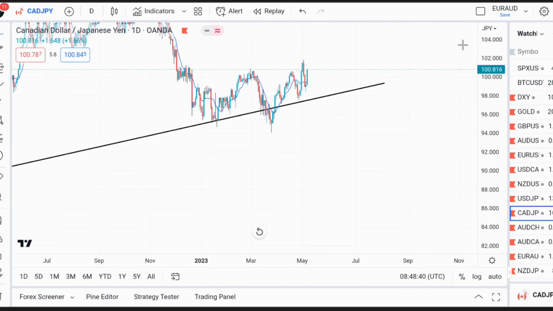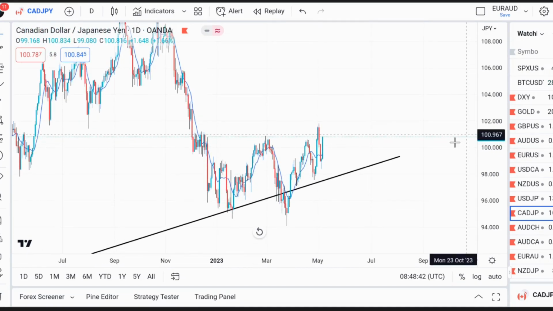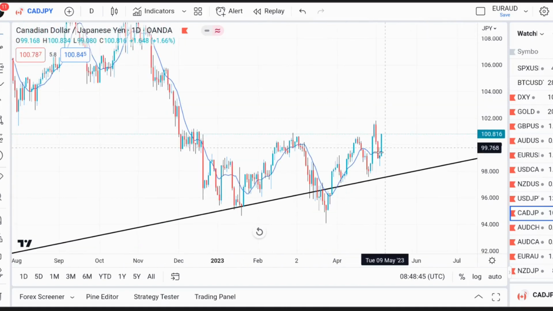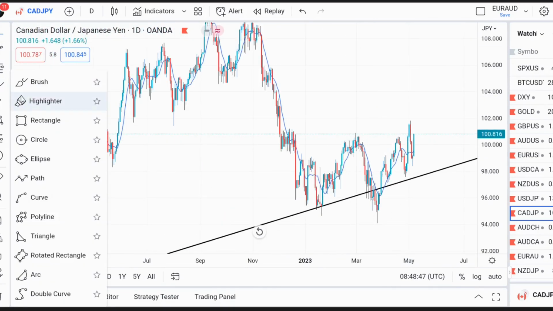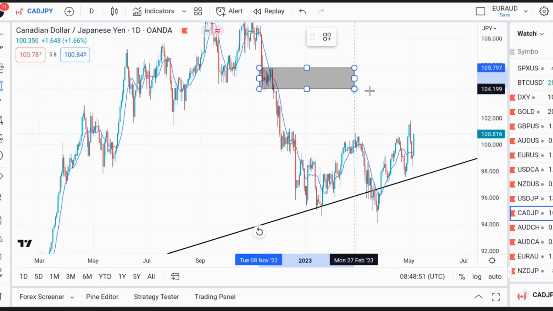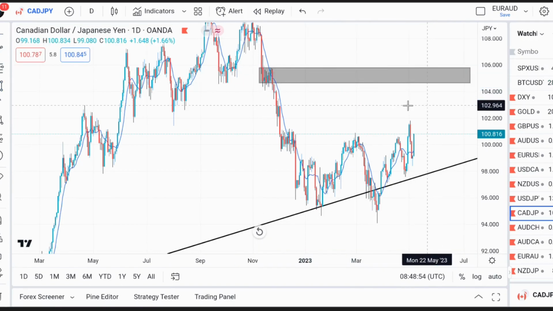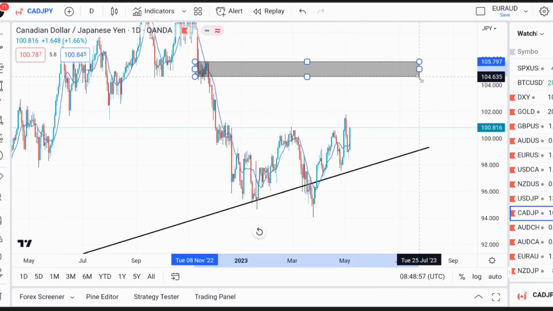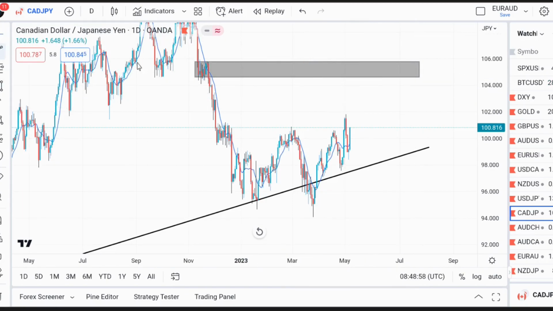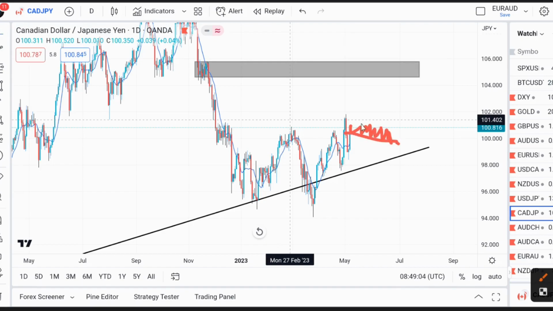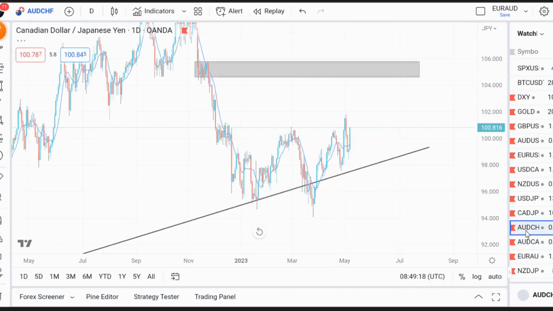So my analysis on JPY is to the upside, and the next resistance level I can see is this level right here. So we might actually see a retracement to the downside, which will give rise to the break to that particular level. So let's see how it goes on Canadian dollar, Japanese yen. That's what I'm looking at on that pair.